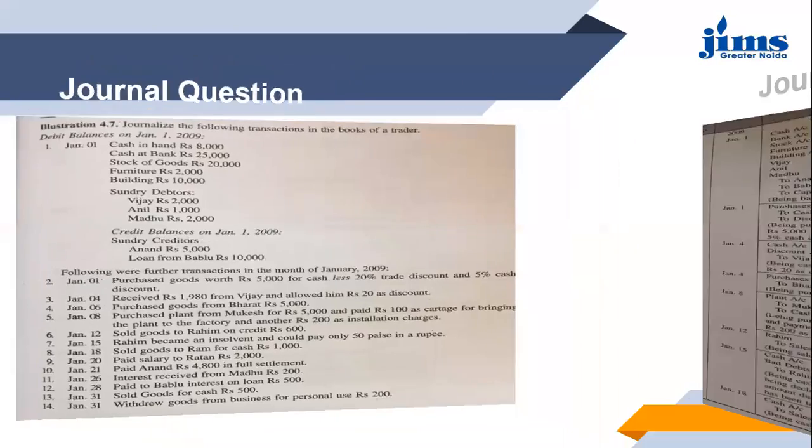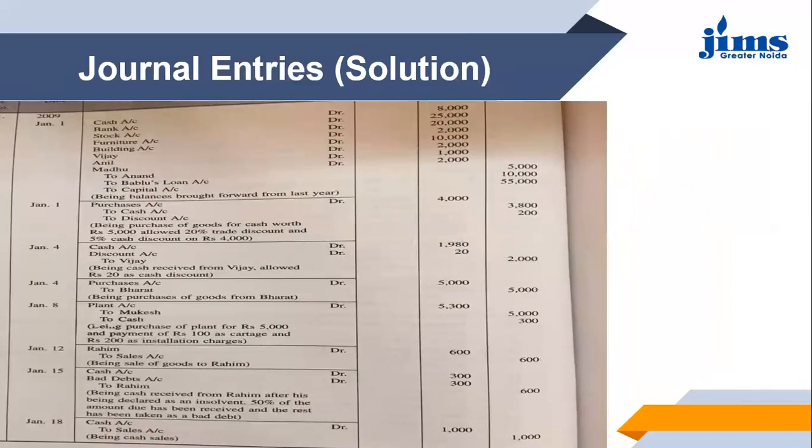Under this entry, purchase account will be debited and Bharat account will be credited, because Bharat has become a creditor here. We need to pay Bharat 5,000 rupees. Since goods are coming into the business, as per the real account rule, purchase account needs to be debited. Purchase account debited to Bharat account. Narration is being purchases of goods from Bharat, and the respective amount in the respective column.